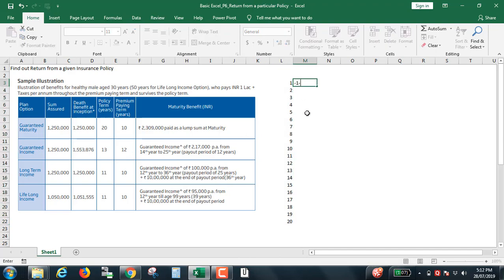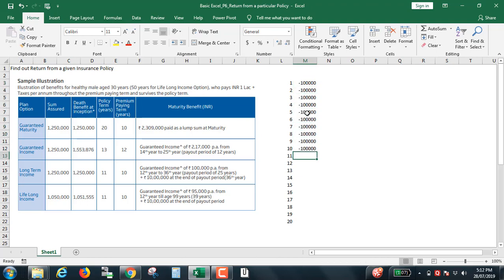After that I have to write the cash flows. For the sake of convenience, I am writing it as 1 lakh, ignoring taxes, and I will include taxes later in this video. This cash flow is negative because we have invested it, and then from the 11th year there is no inflow, no outflow, till the 20th year. In the 21st year, there is a maturity of 23,09,000. So we'll write 23,09,000 in the 21st year.